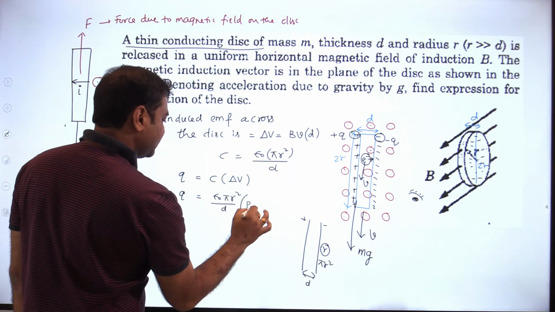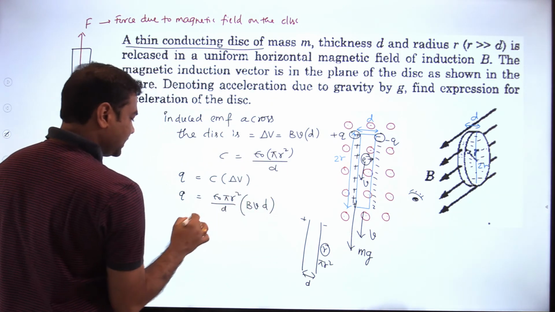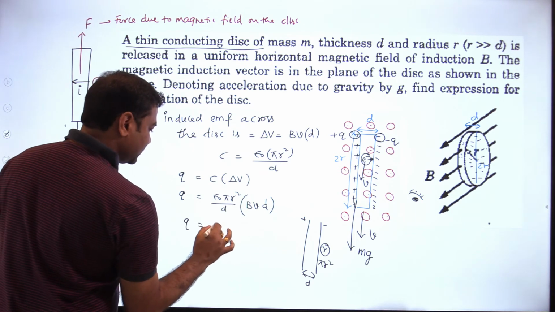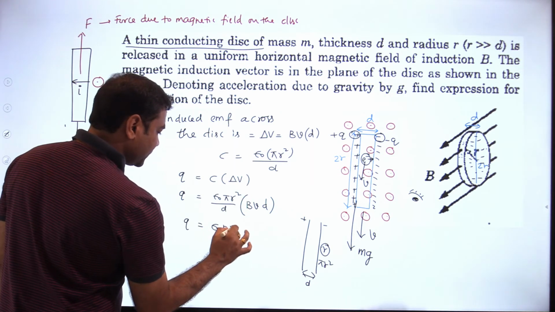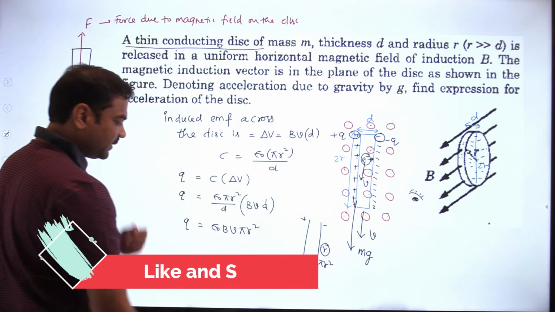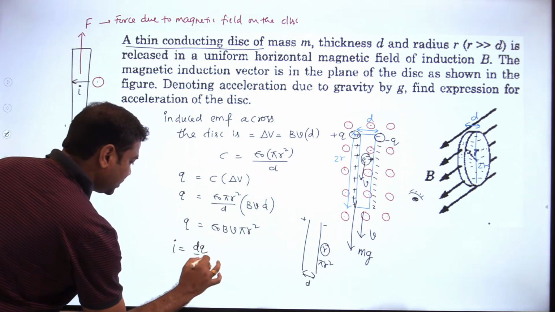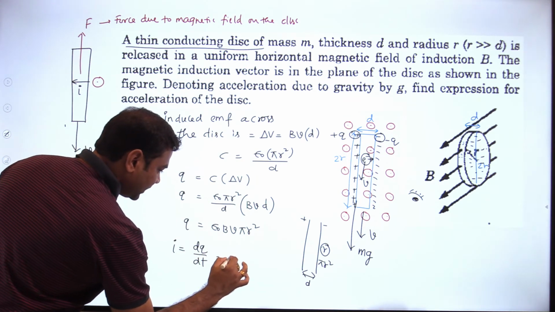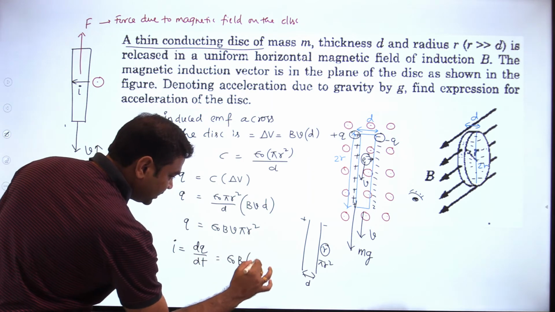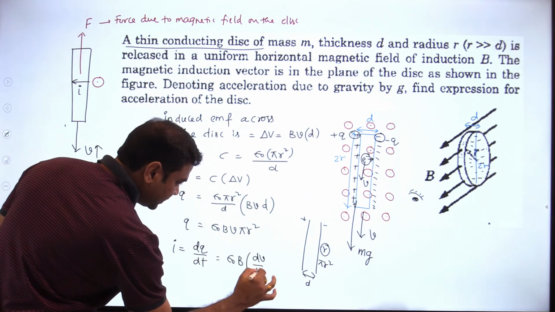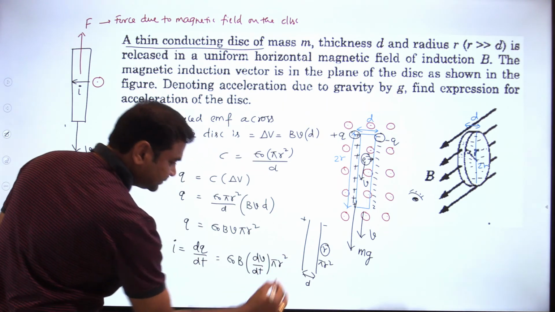What is the delta V equal to? BV into D. So D cancels out. What is the charge value equal to? Epsilon naught B V pi r square. This is the charge value. Then what is the current value I can write down? Current value I can write down dq by dt. If I am writing dq by dt, epsilon naught B into now dV by dt into pi r square.